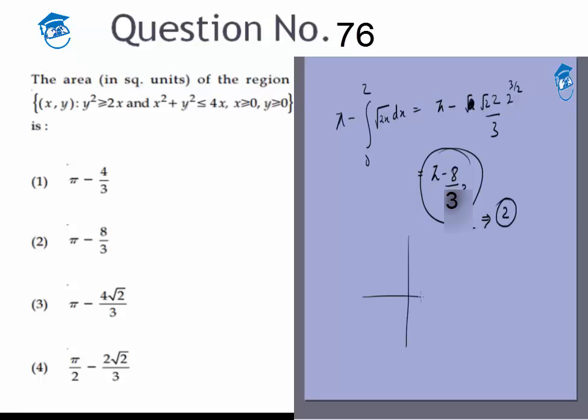This total area was pi and the area in the interior was 8 by 3. The difference between them will be the region we want.